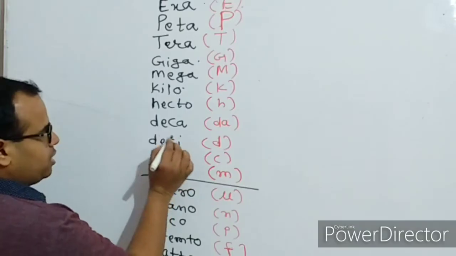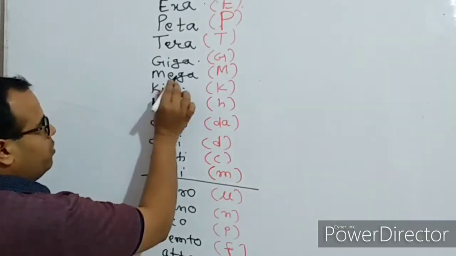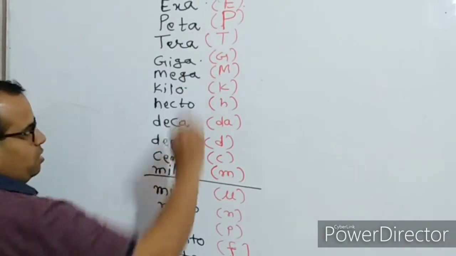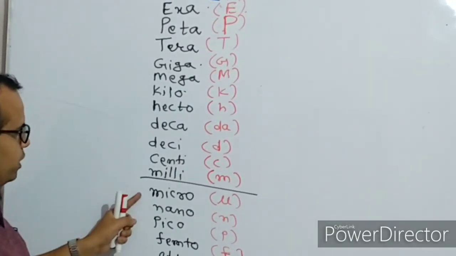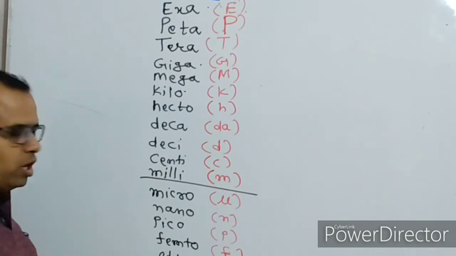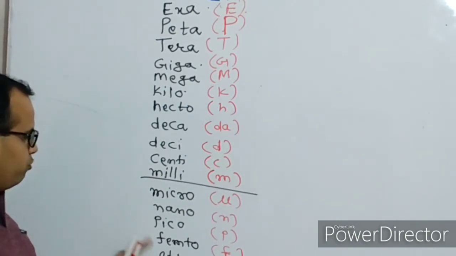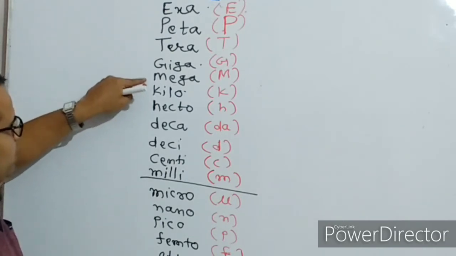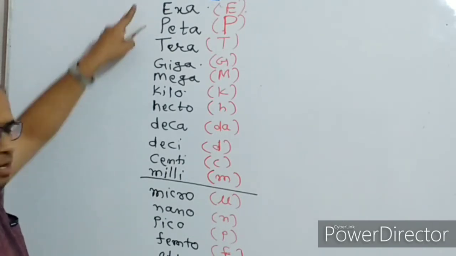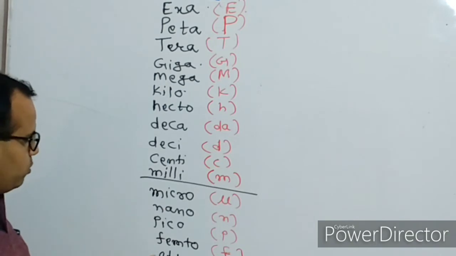Milli, centi, deci, deca, hecto, kilo, mega, giga, tera, peta, exa. Okay, this is how you have to start. Then going down, it is micro, nano, pico, femto, atto.